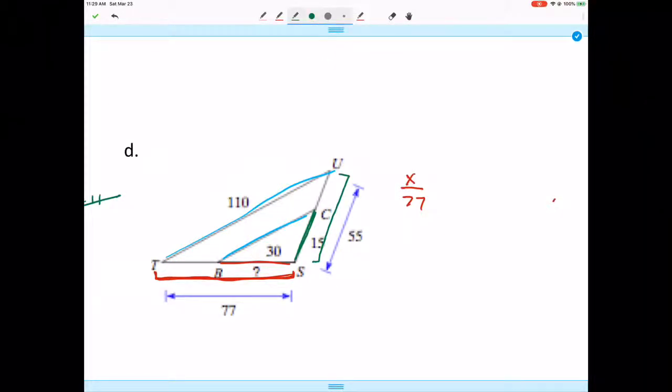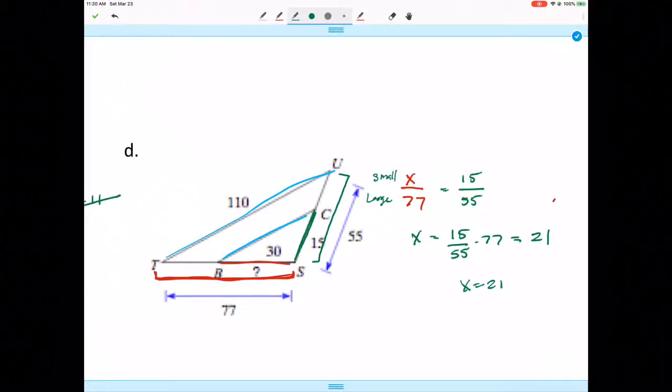I'm going to use the green, so we're using our small triangle on the top and large triangle on the bottom. So we'll need to have 15 on the top, and then the corresponding side would be 55. Multiply both sides by 77, and we would end up getting 21. So X equals 21.